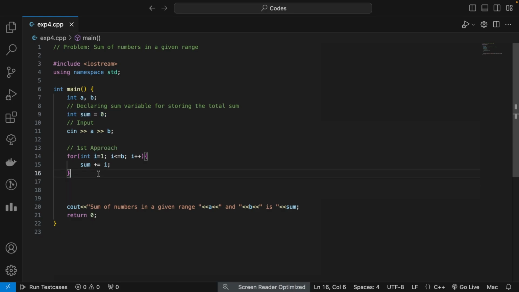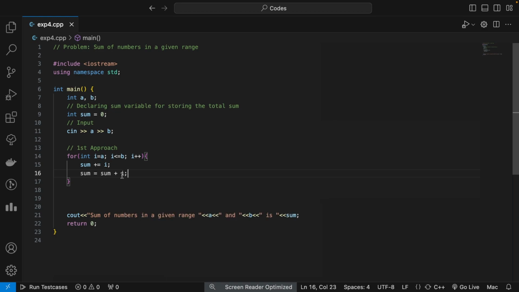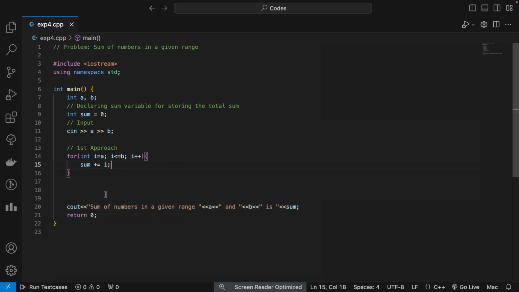So first approach was very simple. It was a modification of sum of first n natural numbers. So in first n natural numbers we were starting from 1, okay, and here we will start from the a value, that is the starting value that we have. So what I did here, we will start from a, so integer i equal to a, and we will go up to b, okay, and then we will have sum equal to sum plus i. This is actually same as sum equal to sum plus i, I have told you multiple times, right? So let me delete this. At last, after all iterations will be done, we will get our sum value. So sum of numbers in a given range a and b is sum.